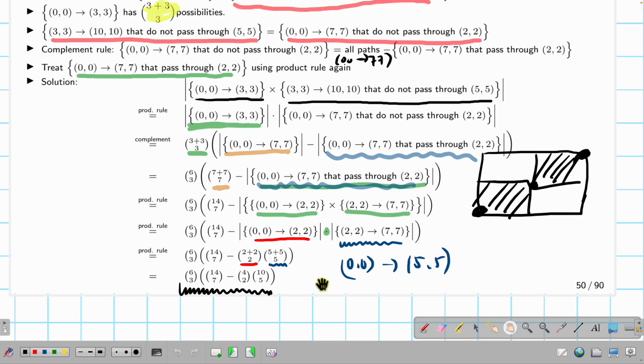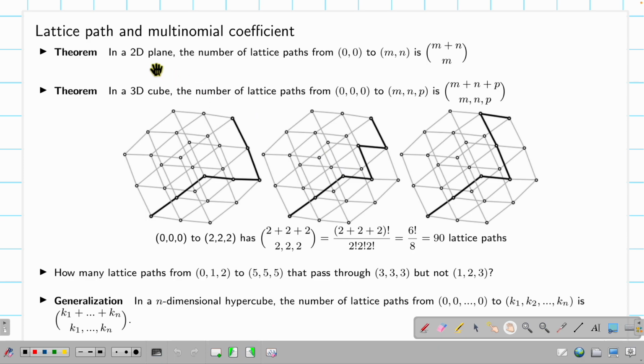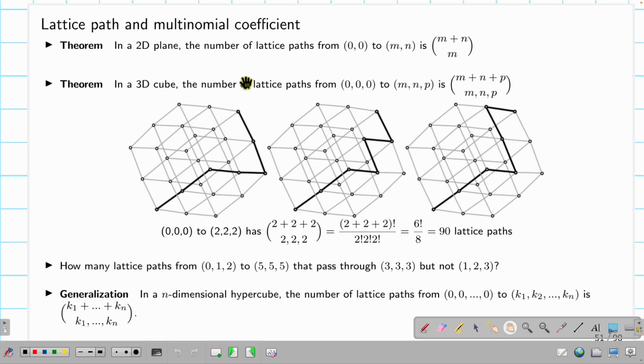So, yeah. And lastly, in 2-dimensional space, the lattice has this formula. What about in a 3D cube? We just add one more number. So from (0,0,0) to (m,n,p), it will have this formula. And this is what? This is the trinomial coefficient. So for example, from the point (0,0,0) to the location (2,2,2), it has 90 ways. So that means if you draw the line, you have 90 of them. And this kind of number grows very fast, okay?